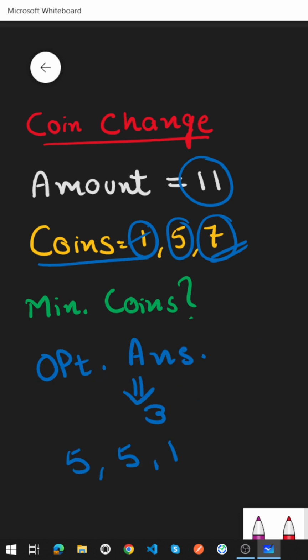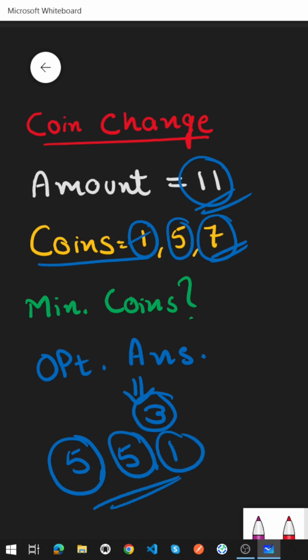Now 5 is not the most optimal answer. The most optimal answer is 3. Now how is 3 possible? So 3 is possible with the help of a combination of taking 5 coin, 5 coin and 1 coin. So this will sum up to 11, that is our total amount.